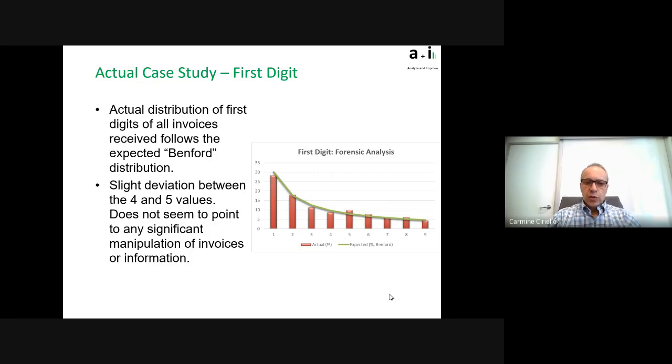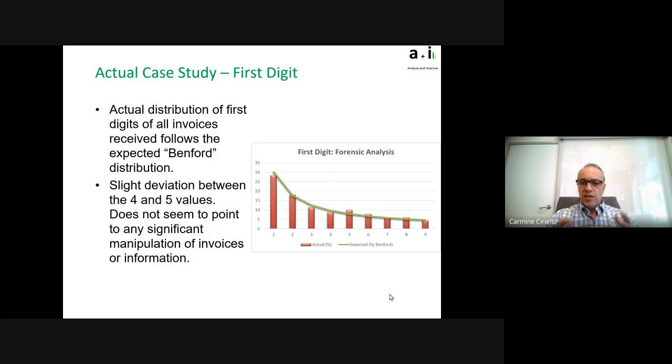So this is an actual distribution of first digits of all invoices that were received. And what you do is you superimpose it on that graph. So what you have there is the red bars is the actual data from the client, and the green line is what should be expected from Benford's analysis. So what you see here is it follows pretty close, right? There's a few minor deviations. The 4 column is a little smaller than the green line, and the 5 column, the red column, sorry, for number 5 is a little higher than the green line.